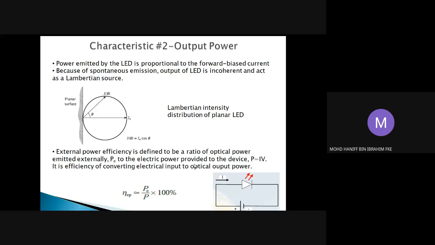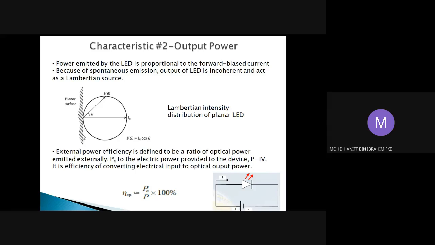The characteristic of light coverage, or the emission of light, can be represented by what we call a Lambertian source. This is the way the light is emitted by this planar LED source. Yes, this is a planar LED.